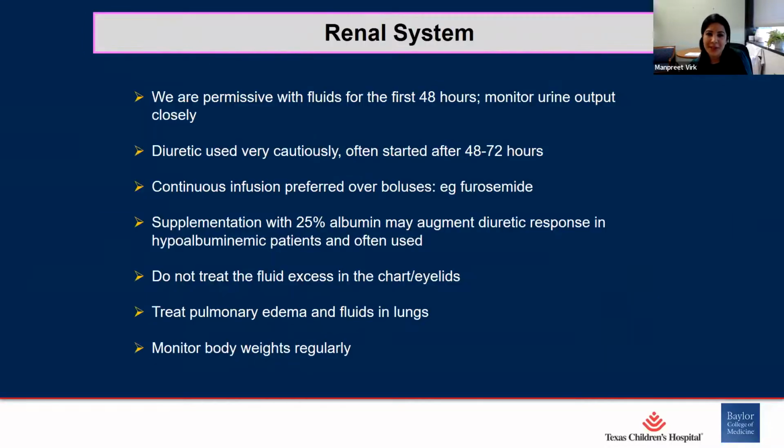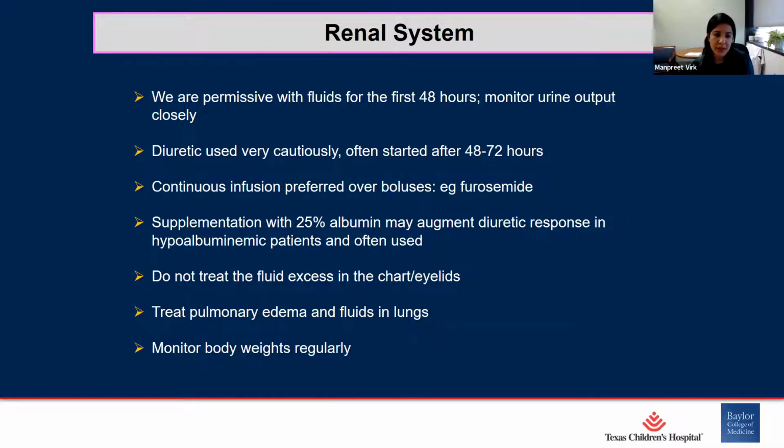Now talking briefly about the kidneys, we're permissive with fluids in the first 48 hours with diligent monitoring of urine output closely. Diuretics are used very cautiously, often started after the 2nd or the 3rd day. And the reason we're really careful is because of these rapid swings in blood pressure that can potentially affect perfusion to the graft and also cause slowing and increase a prothrombotic state in the vessels. Continuous infusion, typically of loop diuretics, specifically furosemide, is what we prefer at our institution so we can control the fluid balance more closely. And then we do tend to supplement with 25% albumin in order to augment diuretic response in patients who are hypoalbuminemic.